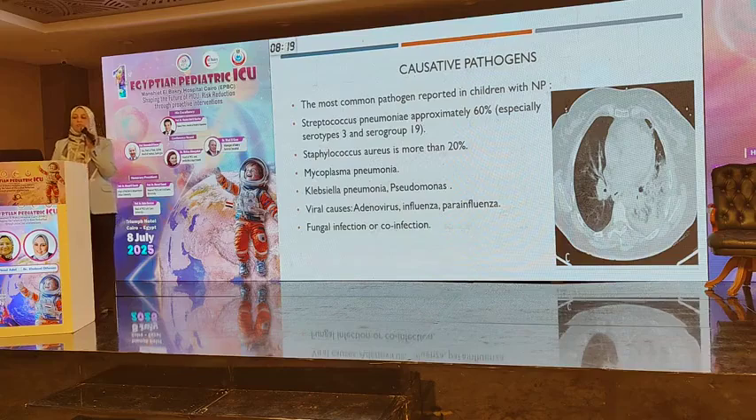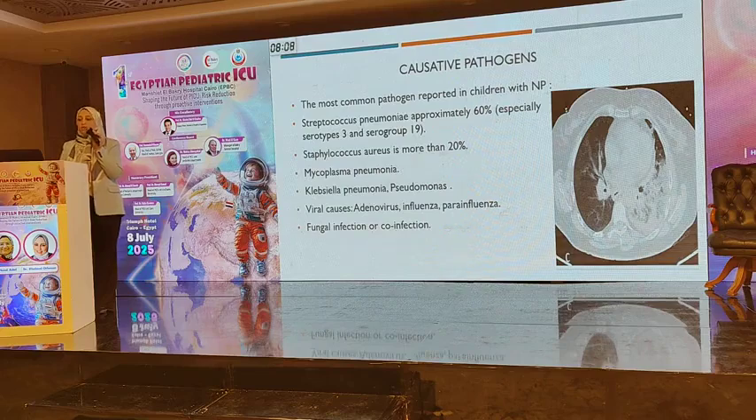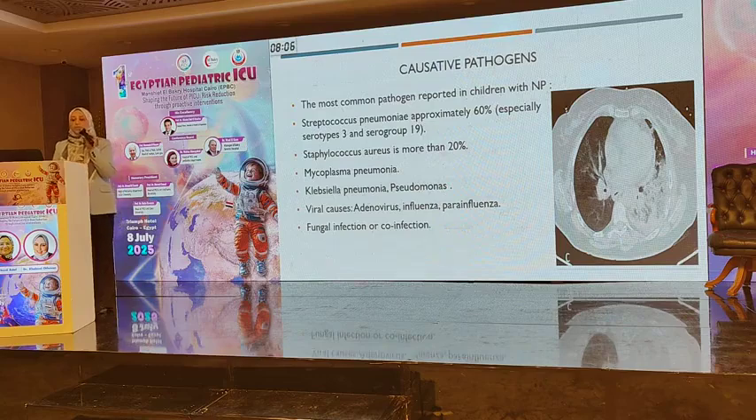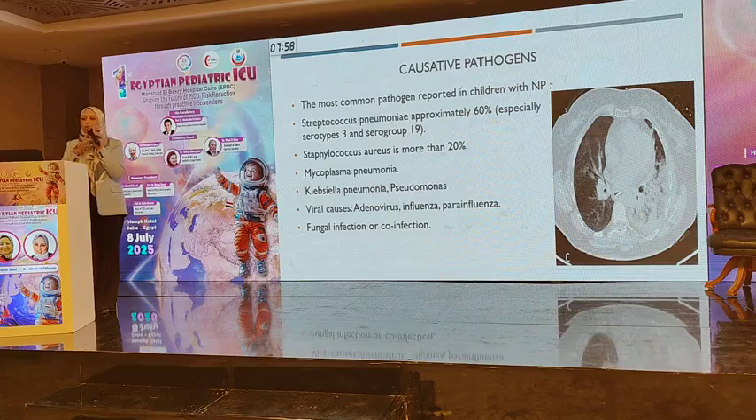What are the causative pathogens? The most common pathogens reported in children with necrotizing pneumonia are Streptococcus pneumoniae, approximately 60%, especially serotype 3 and serogroup 19; Staphylococcus aureus, more than 20%; Mycoplasma pneumoniae, Klebsiella pneumoniae, Pseudomonas; viral causes such as adenovirus, influenza, and parainfluenza; fungal infection; or co-infection.